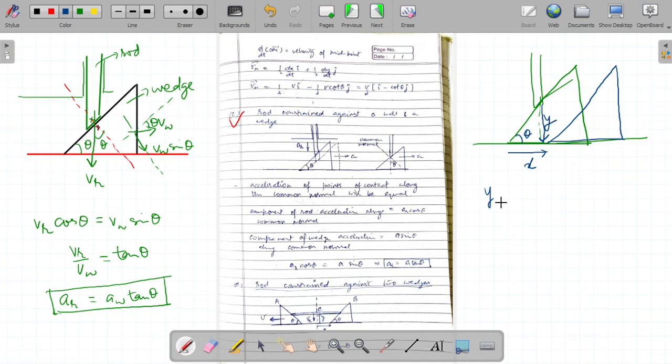So we would say that y is equal to x tan theta, where y is the displacement of the rod and x is the displacement of the wedge. If we differentiate it, we get this relation which we are looking for. So we will get the same relation. So this is the rod and the wedge constraint.